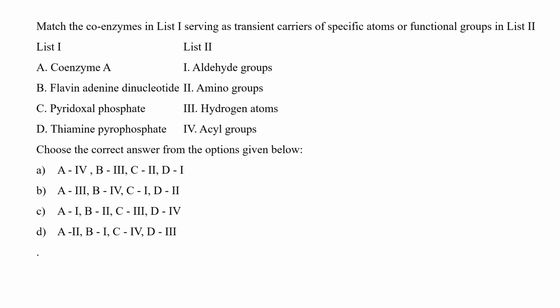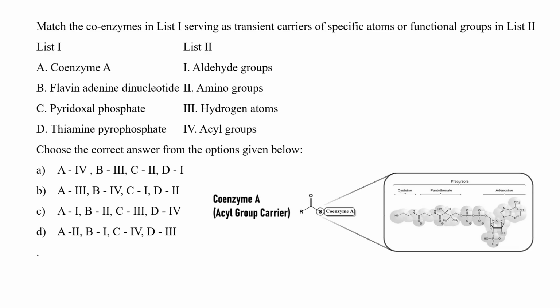Match the coenzymes in list 1 serving as a transient carrier of specific atoms or functional groups in list 2. So list 1 has four coenzymes, and you have to find out to which group or functional group each is going to react. So let's start. Coenzyme A basically has a terminal cysteine residue or SH group to which an acyl group is tethered. Generally, coenzyme A is also known as an acyl group carrier. So A has to be correctly matched with the acyl groups.